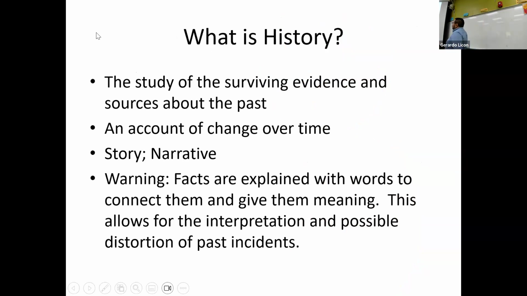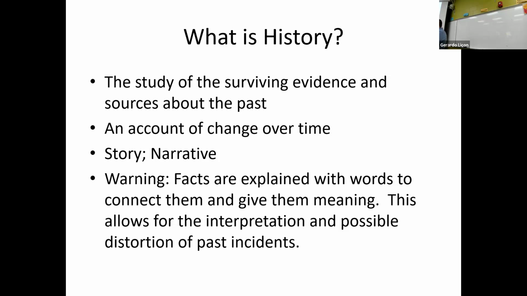I'm a historian, and so I'd like for you to get a little better understanding about history conceptually. Now, the first bullet point, that history is the study of the surviving evidence and sources about the past. The point of it is to remind us that we don't have the history. We don't have direct access to history to study it. I can't go in the past and take pictures or do interviews or bring documents with me. So when we learn about the past, when we study the past, all we can study is what is left behind from the past, the surviving evidence.